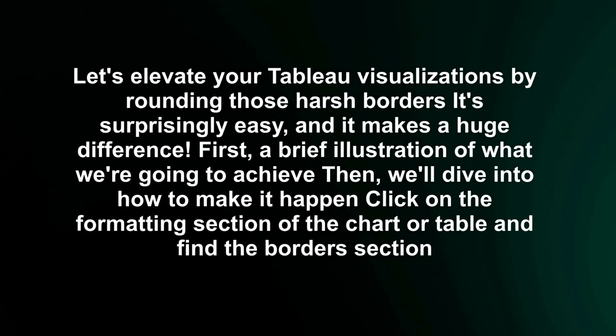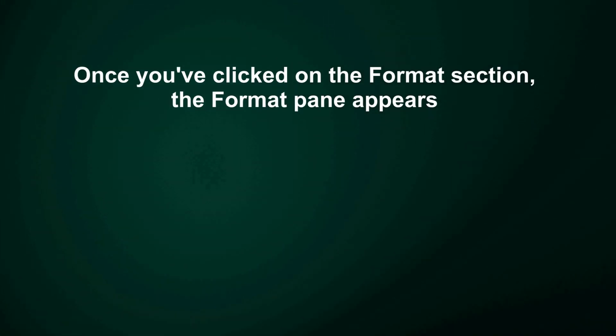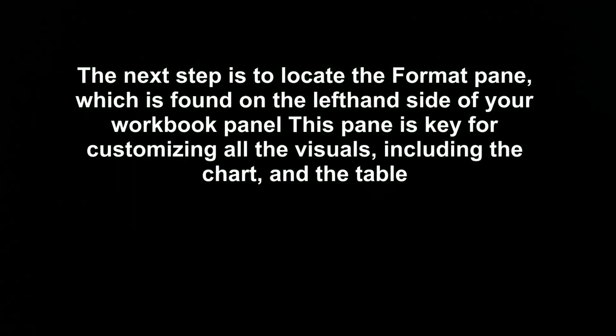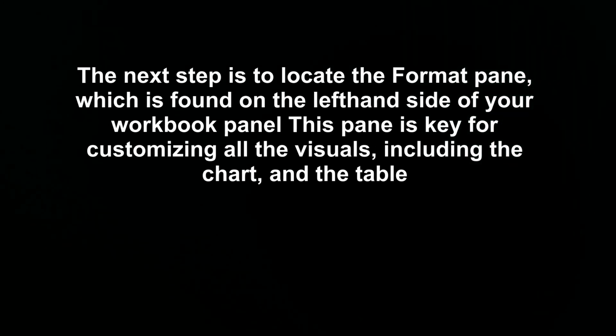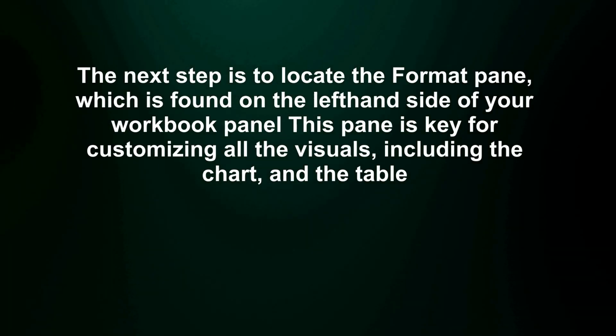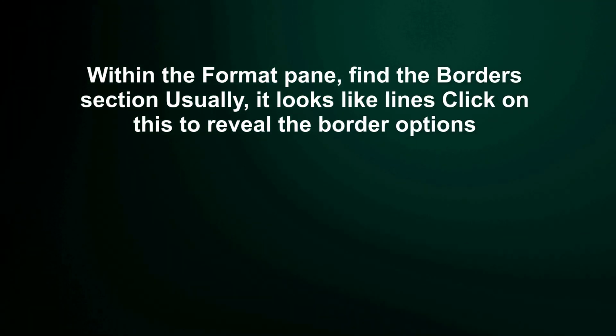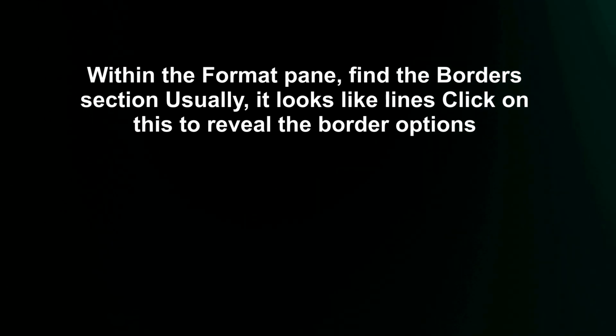Click on the Formatting section of the chart or table and find the Borders section. Once you've clicked on the Format section, the Format pane appears. The next step is to locate the Format pane, which is found on the left-hand side of your workbook panel. This pane is key for customizing all the visuals, including the chart and the table. Within the Format pane, find the Borders section. Usually, it looks like lines. Click on this to reveal the border options.